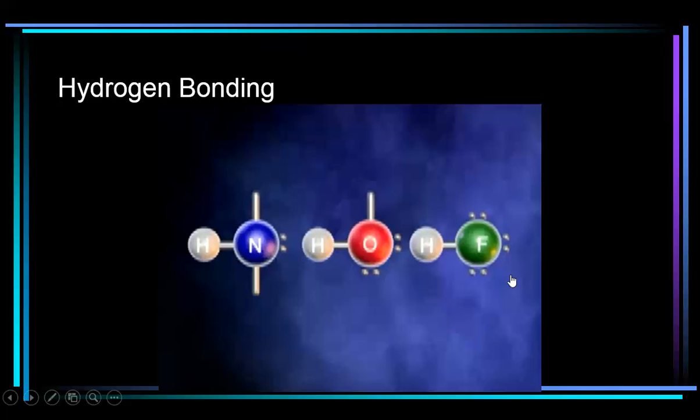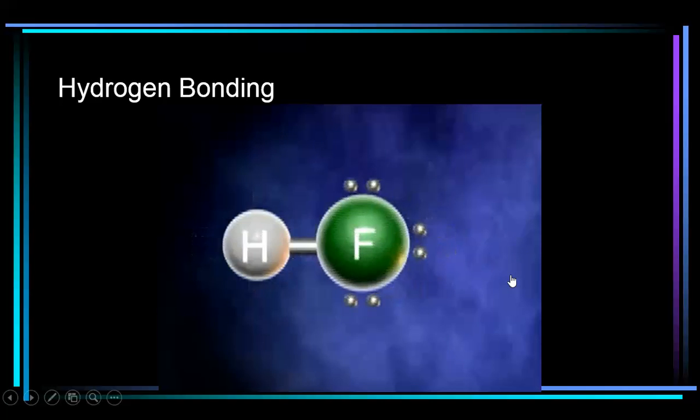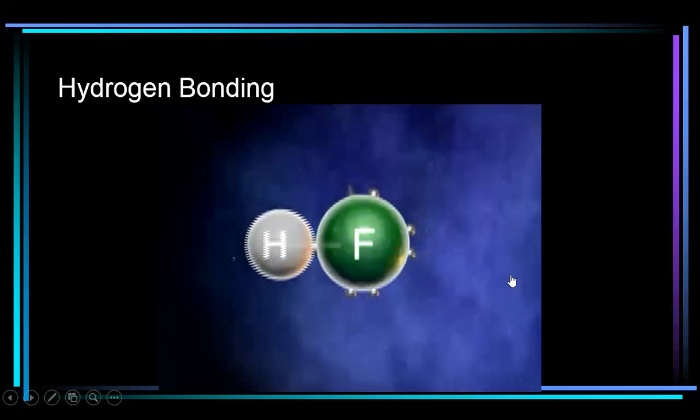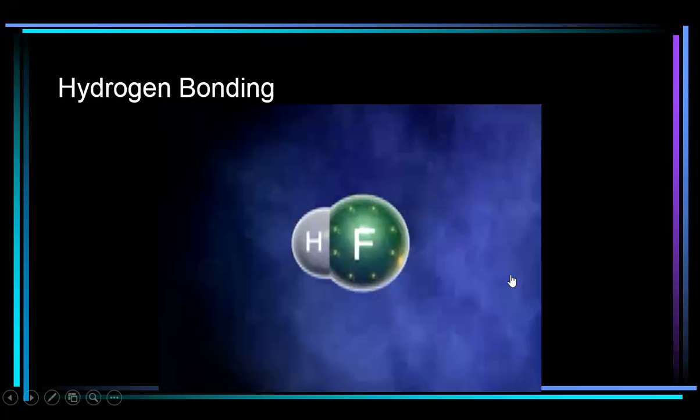Hydrogen bonding occurs when a hydrogen atom is bonded to a small, highly electronegative atom such as nitrogen, oxygen, or fluorine. In this example, its combination of high electronegativity and small radius enables fluorine to draw electron density away from the hydrogen atom. The HF bond is highly polar.